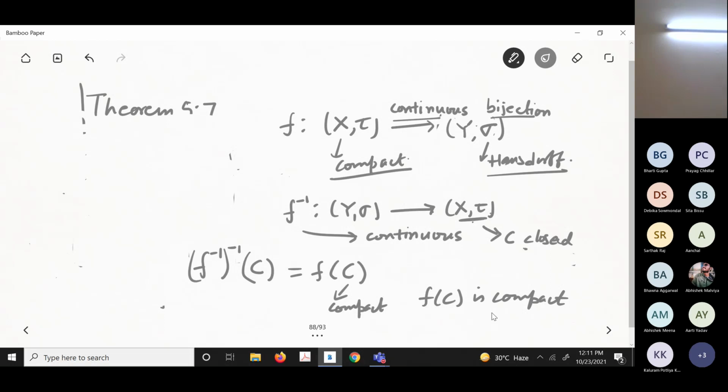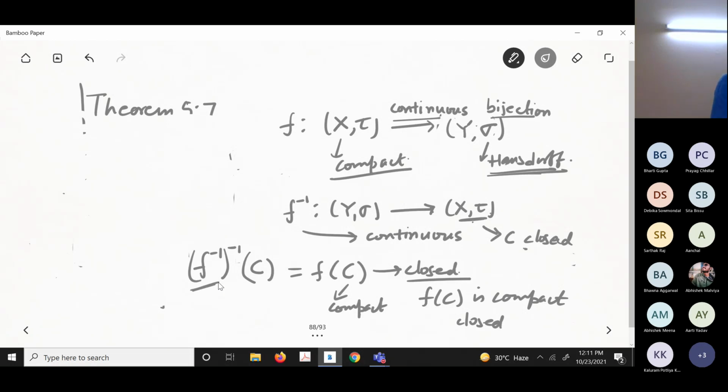But a compact set will be closed if it is Hausdorff. So this is Hausdorff, given. So this is closed. So you are getting this is closed. So that equivalent criterion, this is continuous.